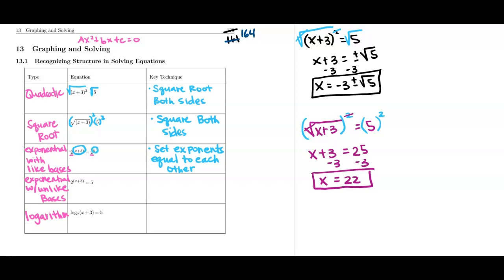side. Okay, so if I do that over here, I'd have 2 to the x plus 3 power equals 2 to the 5th power. So I'm just going to take the exponent parts and set them equal to each other. So I have x plus 3 equals 5. And then all I have left to do there is to subtract the 3 over, so x equals 2.